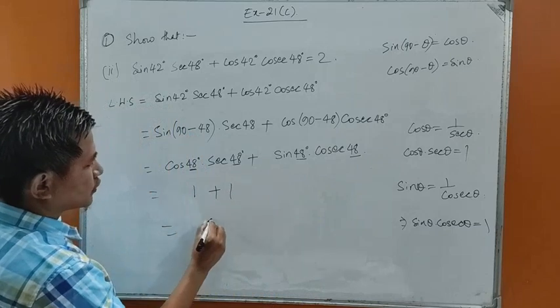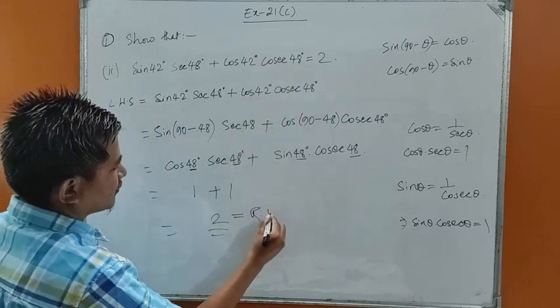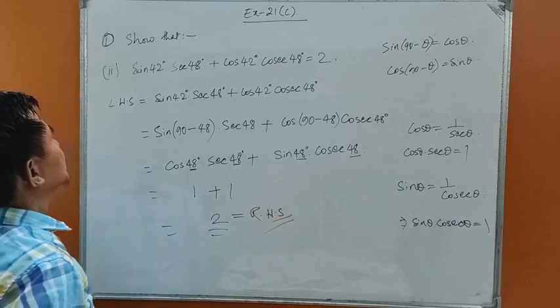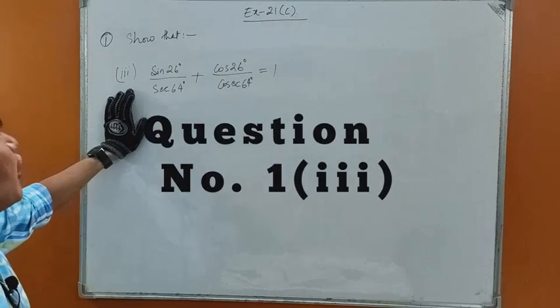So 1 plus 1 is 2. This is what we have in the RHS, equals to RHS, hence proved. So let us do question number 3 of 1, okay?